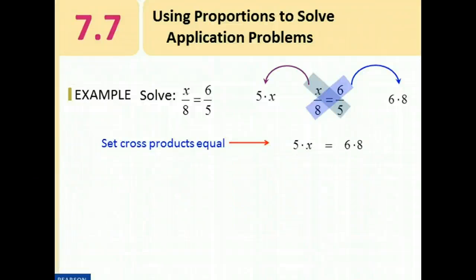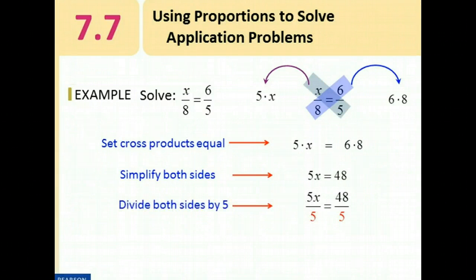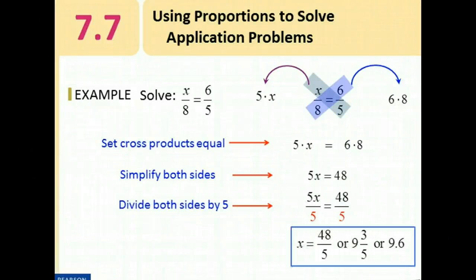Then our next step, remember, is to simplify both sides. And our last step is to divide both sides by 5 in order to finish solving for x. Thus we find our solution of x equals 48/5, which we could also write as a mixed number, 9 3/5, or in decimal form as 9.6. So what form you want your answer in will depend on the context and what you're being asked to do.